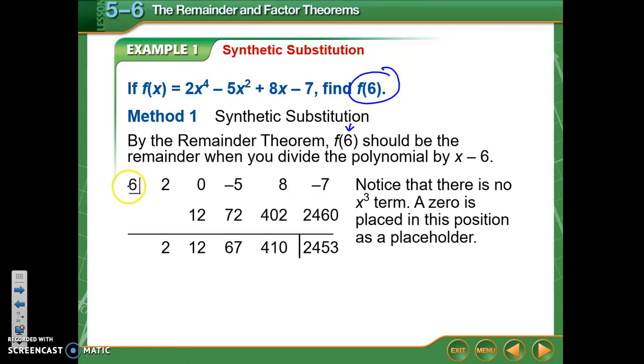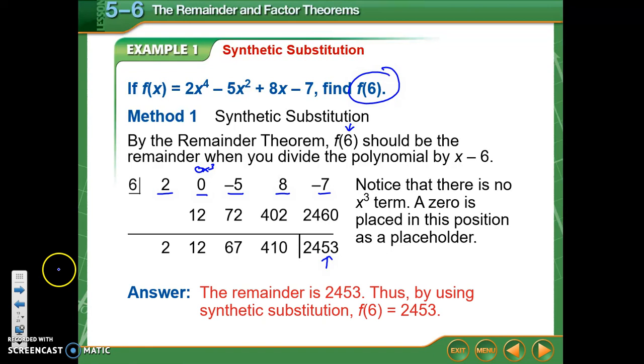So when I do synthetic division, I put in all of my coefficients here. 2, 0, notice this 0 goes in for 0x cubed because there's no x cubed term. Negative 5, 8, and negative 7. Let's bring down the 2. 2 times 6 is 12. 0 plus 12 is 12. 12 times 6 is 72, and so on until I get my remainder of 2,453.